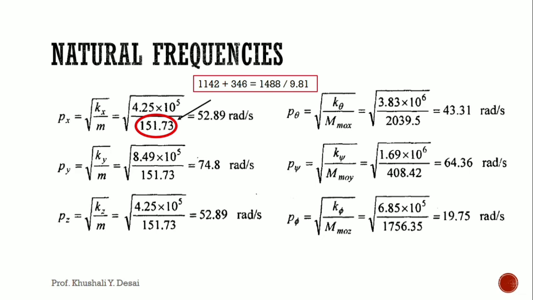Corresponding to theta, psi, and phi, k theta, k psi, and k phi have been obtained, and the masses are now the mass moment of inertia of machine and foundation together. So the values come out to be 43.31, 64.36, and 19.75 radian per second. These are the natural frequencies in all 6 degrees of freedom. We'll keep our scope up to this. Further, if you want to study, you may refer to the book of K.G. Bhatia. The further calculation can include the coupled and uncoupled frequencies in finding the amplitudes. But we'll keep our scope up to this.